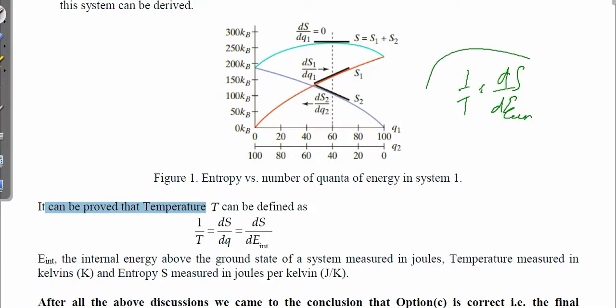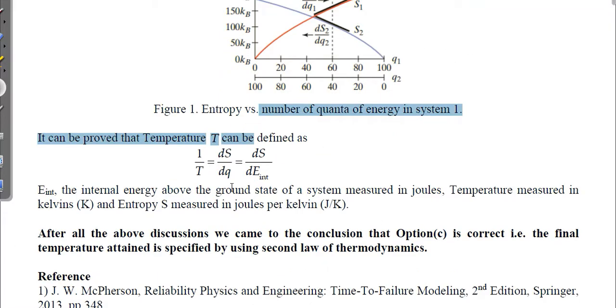You can give the formula of the final equilibrium temperature from the second law itself. You just need to know the value of entropy change and internal energy change, and you can give the final temperature attained by the system from the second law. You don't need the first law to give the final temperature of the system, because we have seen the limitation of the first law. From the first law we are not able to get the condition that the final temperature of aluminum equals the final temperature of copper. So from this formula you can get the temperature value from the second law. E internal is the internal energy above the ground state of the system, measured in joules, temperature is measured in Kelvin, and entropy is measured in joules per Kelvin.